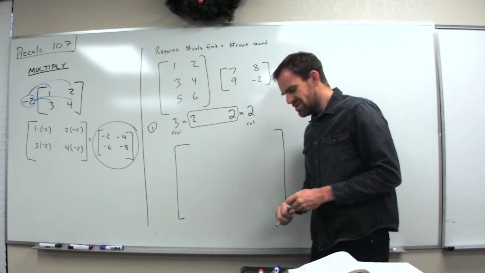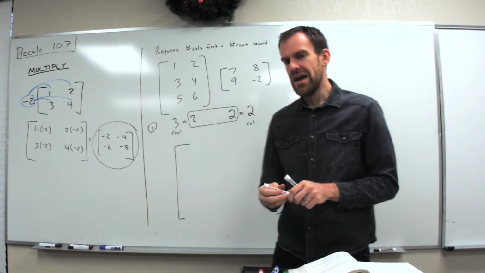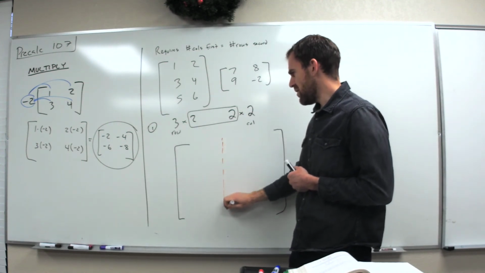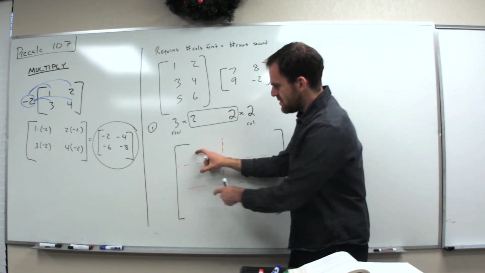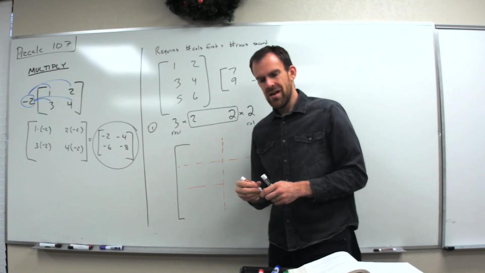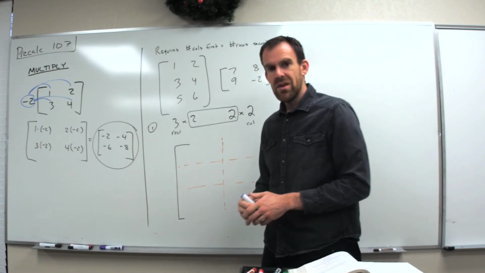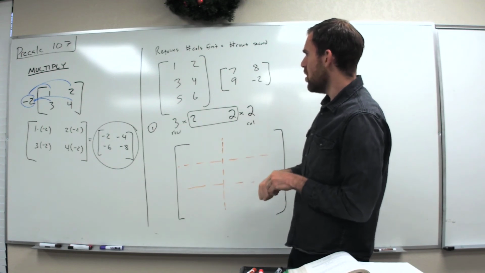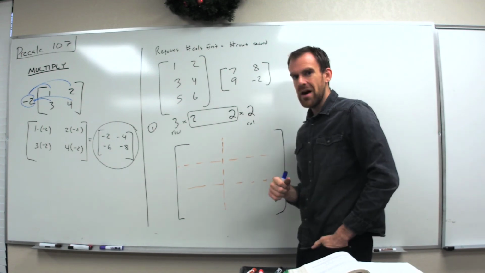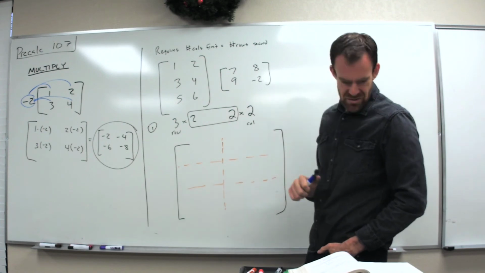Okay, so I'm going to draw out a 3-row, 2-column matrix here. And in this case, just to help you visualize a little bit, I am going to put the little dotted lines so you know where I'm working. So it has 3 rows, 2 columns. Now here's where it gets a little tricky. We are going to take from the first row and multiply it by the first.